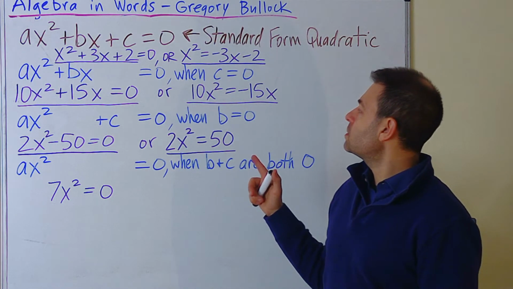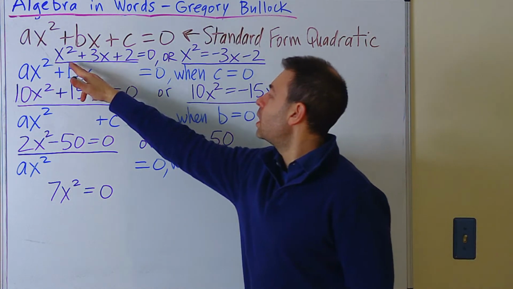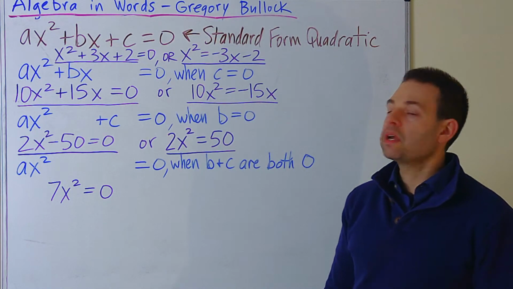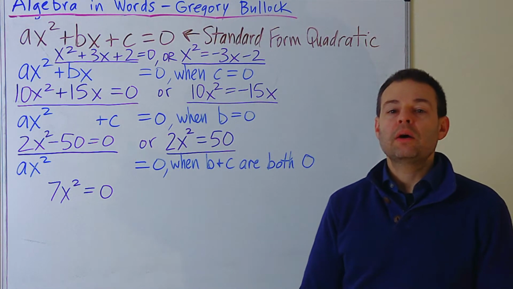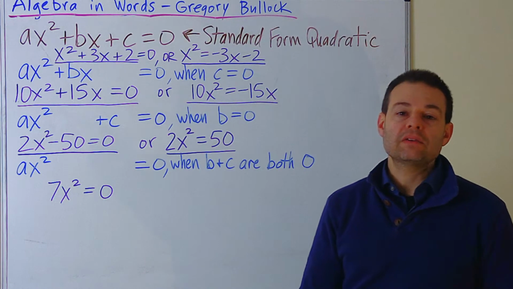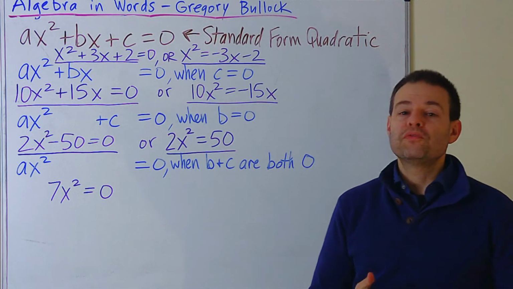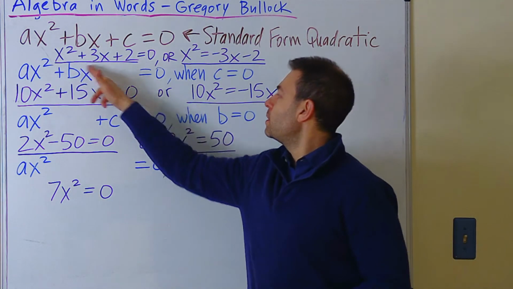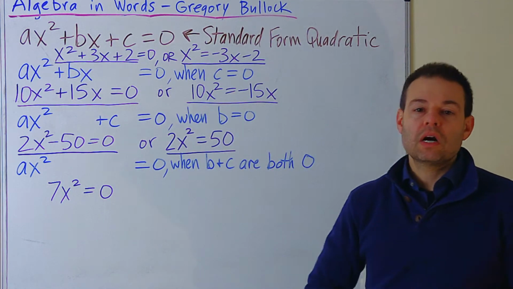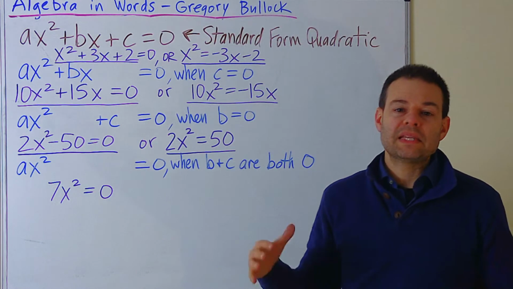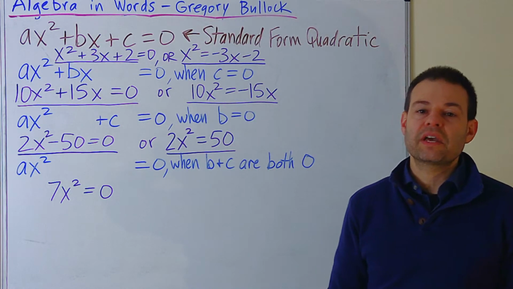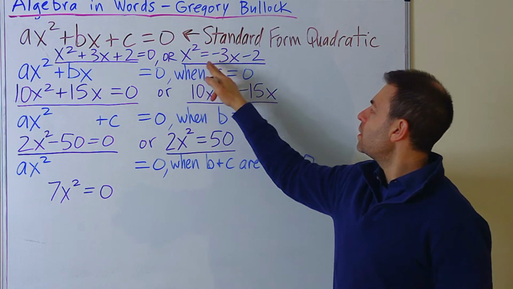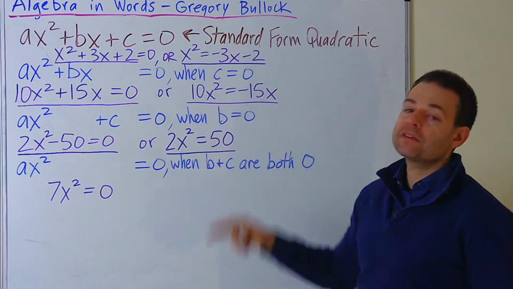Now, let's start with the top one, and we have x squared plus 3x plus 2 equals 0. I would call that a trinomial that has all 3 terms. Before we factor that, I just want to point out that it could come in this form, but it might also come in a mixed form, not exactly standard form. For example, it could come like this: x squared equals negative 3x minus 2.